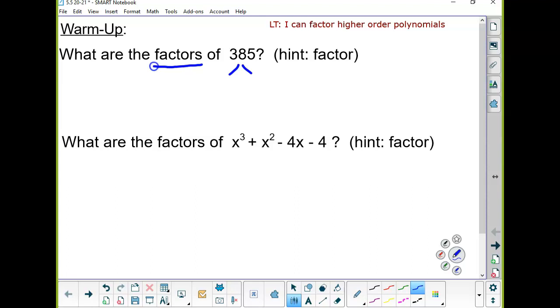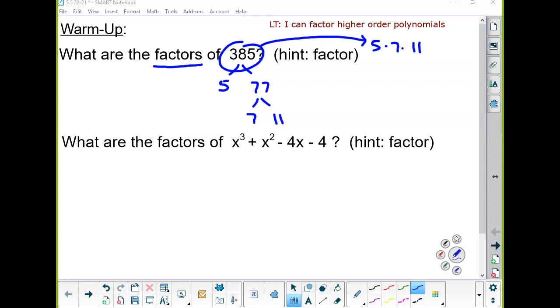So going back to dividing this, I know 5 times 77 gives me 385, but we can rewrite 77 as 7 times 11. So the important thing to think of is another way to write 385 is 5 times 7 times 11. And that's the idea that we really want to get into today: when we find factors, remember what a factor is. A multiplication of all of the factors gives us the initial amount that we started with.